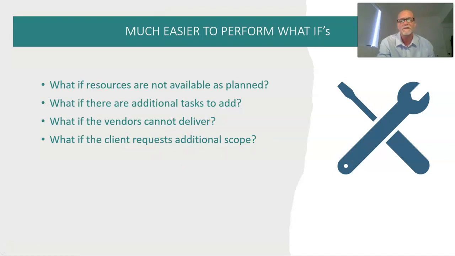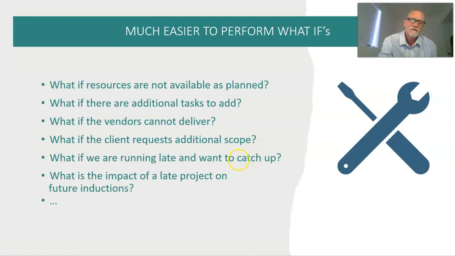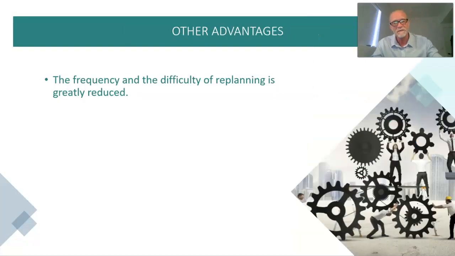It's not too complex. What if we're running late and want to catch up? We can quickly analyze at the box level which boxes need to be accelerated, and where we can apply additional resource capacity if necessary. Late projects impacting future inductions is also a key one. If this project is running late, how is that going to impact my future projects going forward? All that becomes simpler.